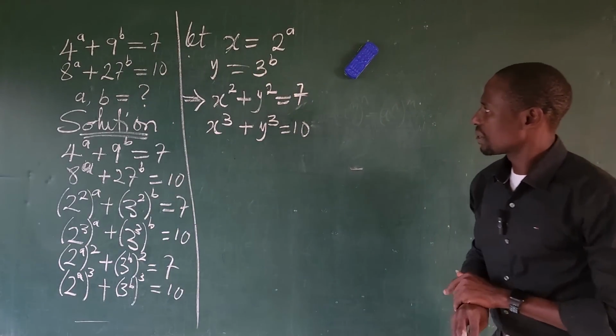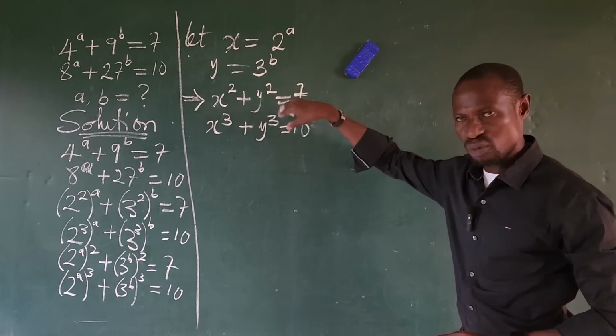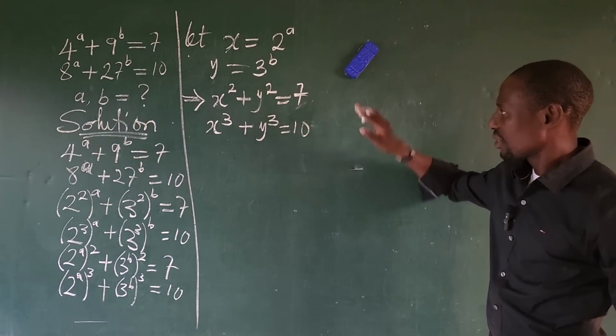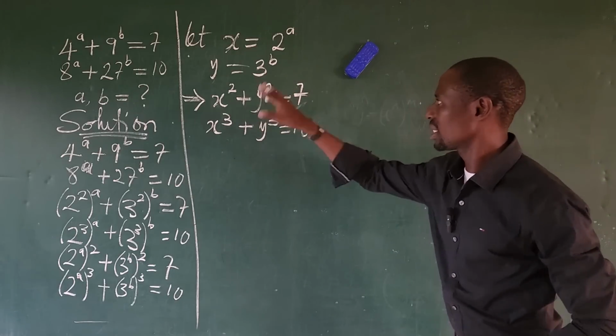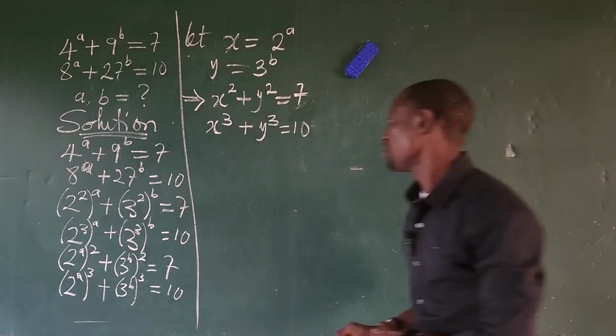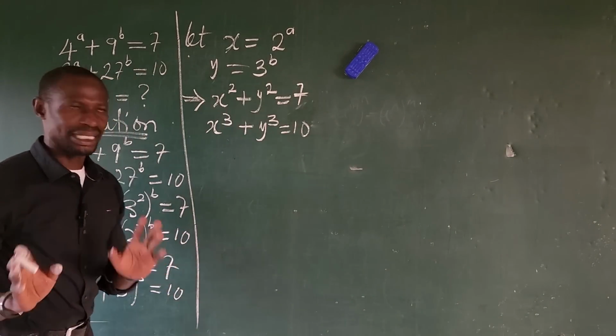Now, if we look at this, we now have a different equation. So we have this is quadratic, this is trinomial. So how do we now solve these two equations simultaneously? We are going to make use of some special algebraic identity.